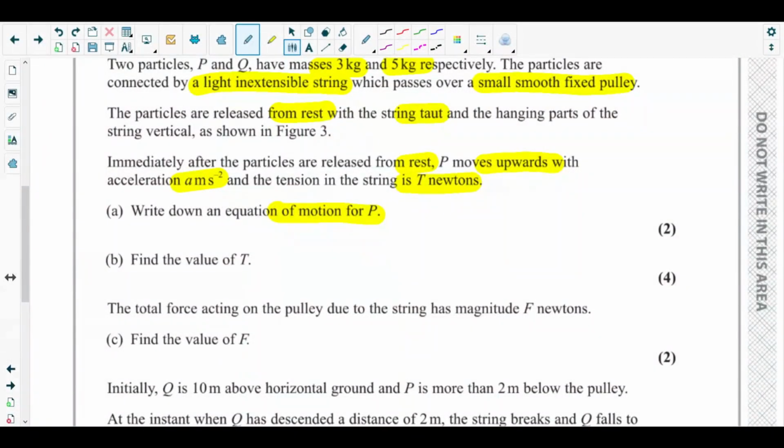Next is part B. Part B is asking us to find the value of T.